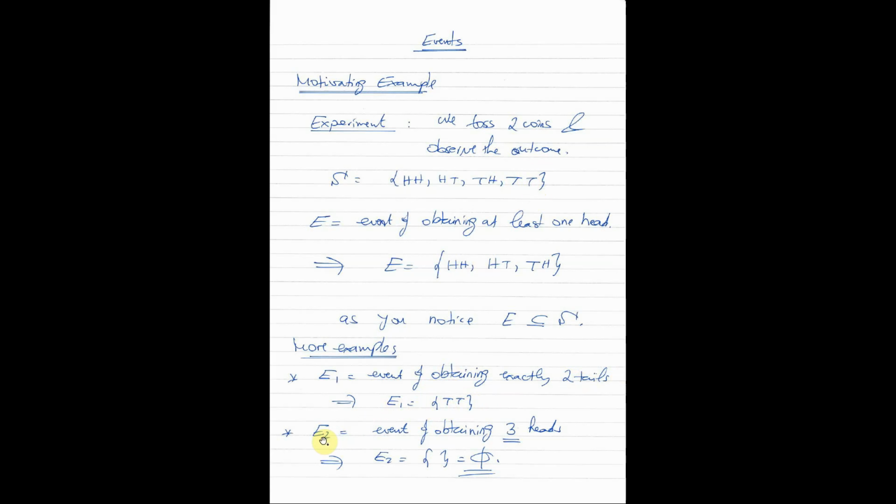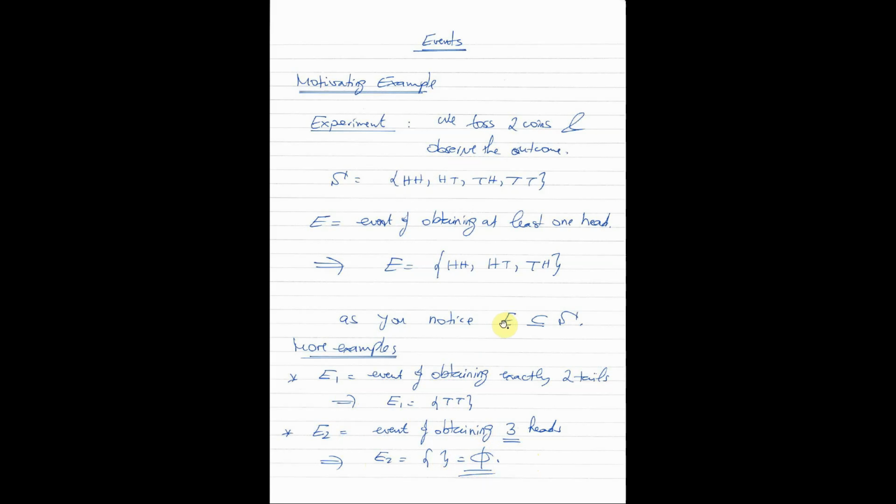Let's define another event. E2 is the event of obtaining three heads. If we do this experiment, we are tossing two coins. Can we obtain three heads? We cannot obtain three heads. So there is nothing in the sample space with three heads. So our event E2 is empty. It does not have anything. It is an empty set. Another name for the empty set is the null set. This is a zero letter with a line. We call it the null set. So this event is empty.